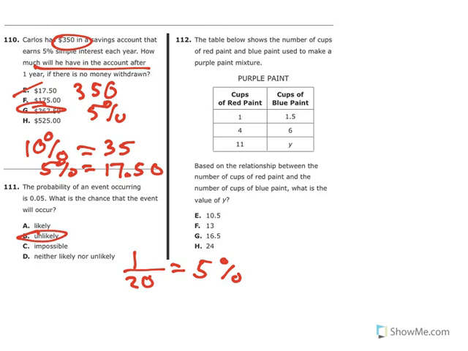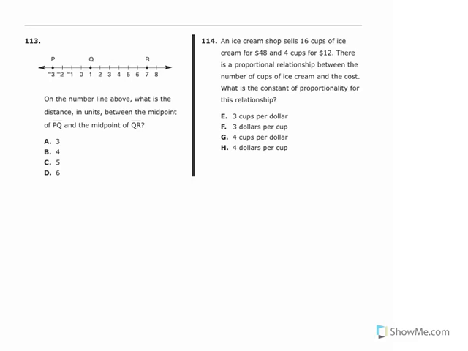We got another proportional relationship here. So we realize that all we're doing here is multiplying by 1.5. So 11 times 1.5 is one group of 11 plus half of 11. So we got 16.5. Nice and easy.